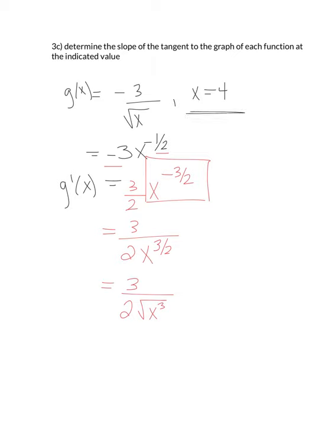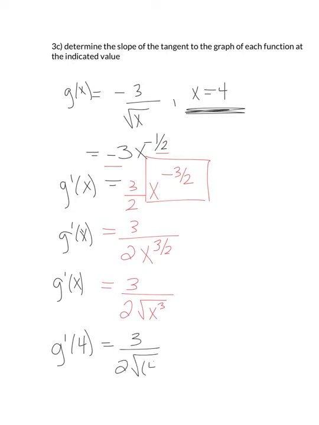What I'm going to do now is think about this. What I have right here, this g prime of x, this is the equation of the tangent. The question asks me for the slope of the tangent at x equals 4. So I'm going to take the x equals 4 and plug that into the equation of the tangent. So g prime of 4 is equal to 3 over 2 times the square root of 4 cubed, which equals 3 over 2. The square root of 4 is 2, so times 2 cubed, which is equal to 3 over 16.